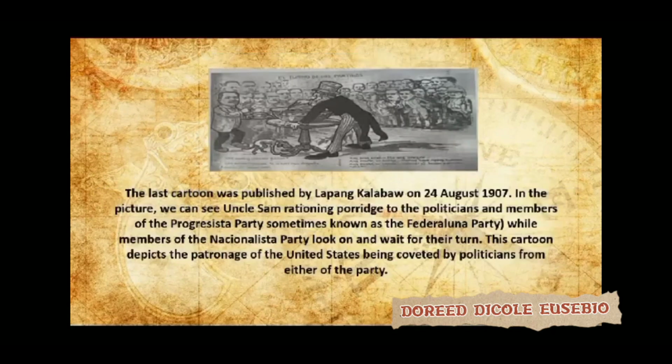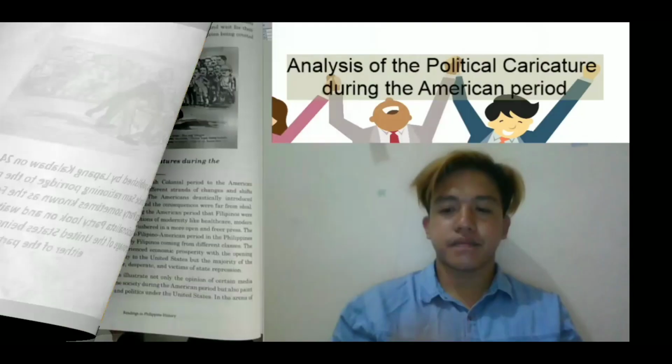The last cartoon was published by Lipang Kalabaw on 24 August 1907. In the picture, we can see Uncle Sam feeding porridge to the politicians and members of the Progresista Party, sometimes known as the Federalista Party, while members of the Nacionalista Party look on and wait for their turn. This cartoon depicts the patronage of the United States being coveted by politicians from either party.